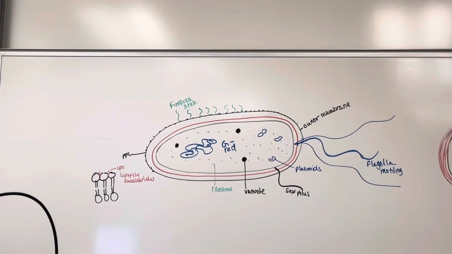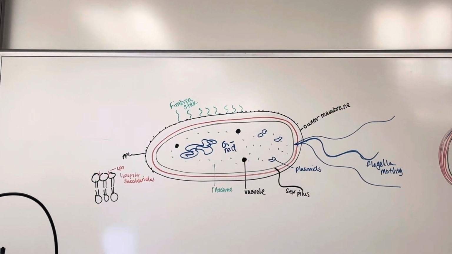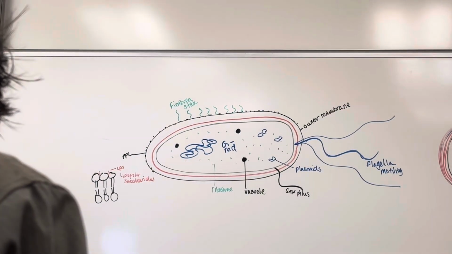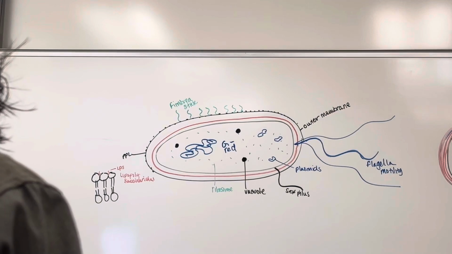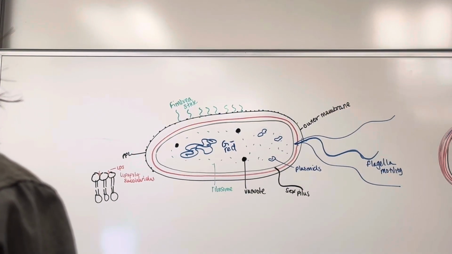Oh, so yeah, just don't forget about the gram-negatives. They're the proteobacteria and Bacteroidetes. The actinobacteria and the firmicutes are the gram-positives.